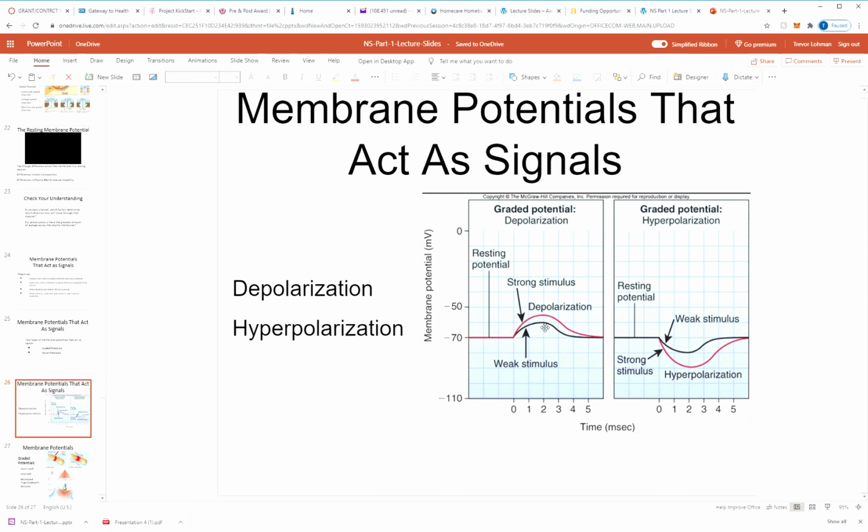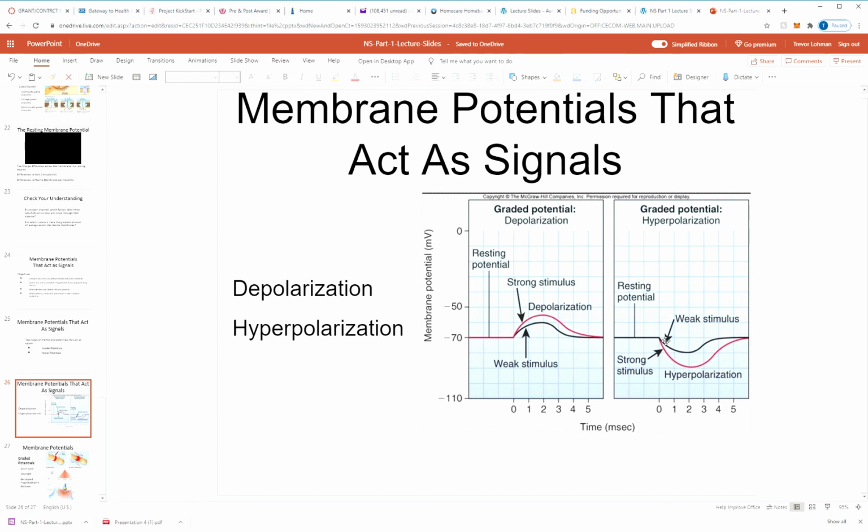So that's called depolarization. And depolarization can take many sizes. A weak stimulus will cause mild depolarization. A strong stimulus will cause more significant depolarization. Both of these are graded potentials. That's where the name graded comes from, because they can be so many different sizes. They could even be different directions. So this would be an excitatory graded potential going towards 0.